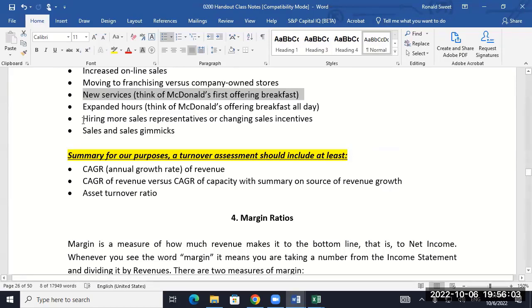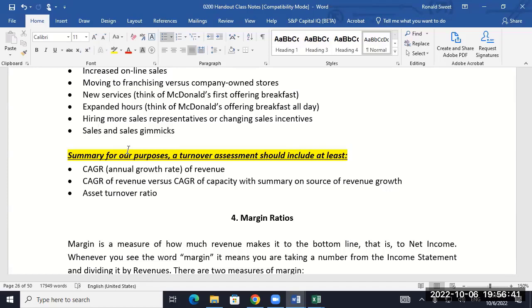Extended hours, hiring more sales reps, changing your sales incentives, having actual sales themselves, and gimmicks. Obviously, if you have a sale, you cut your price 10%, your volume goes up 20%, your turnover improves, but your margins decline. You've got to look at the math. You really have to understand your firm, which is one reason I really love Business Breakdown: they like to do a single store model. What does an AutoZone, what's their revenue? What's the cost of that store? The employees, the inventory. Let me see it on a unit level.